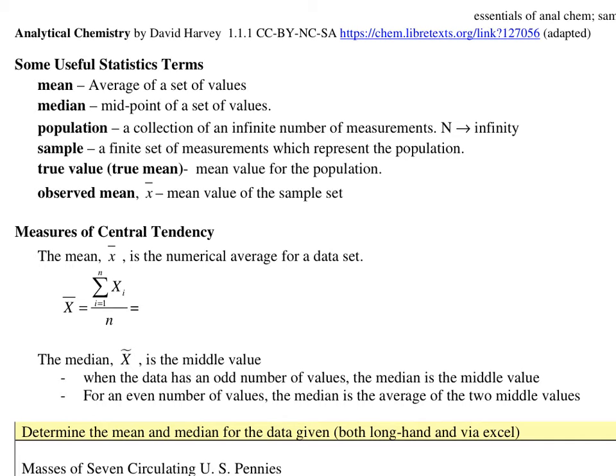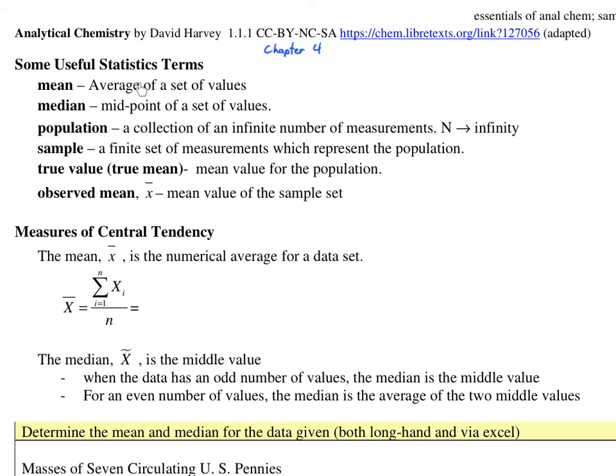The main resource for this material is the open source Analytical Chemistry textbook by David Harvey. The material that we're going to be discussing here is contained in Chapter 4. We're going to mention some statistical terms.